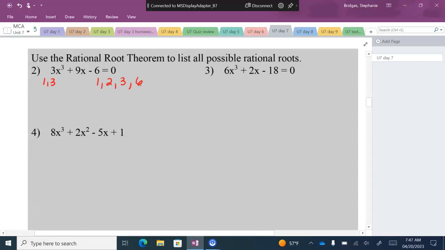So we always put our plus and minus in front. We're going to start with a 1. So plus or minus 1 over 1, which is just 1. And then we're going to use that 1 again, and we're going to put it over 3. So plus or minus 1 over 3.